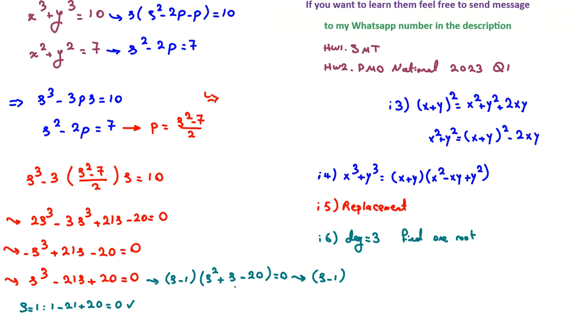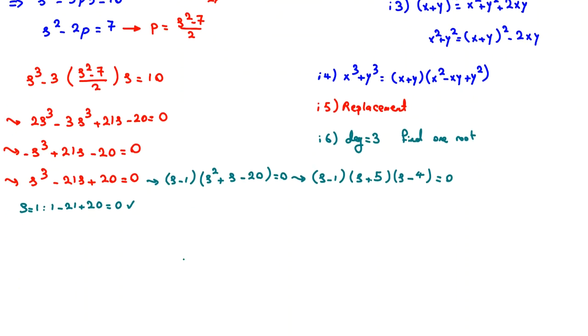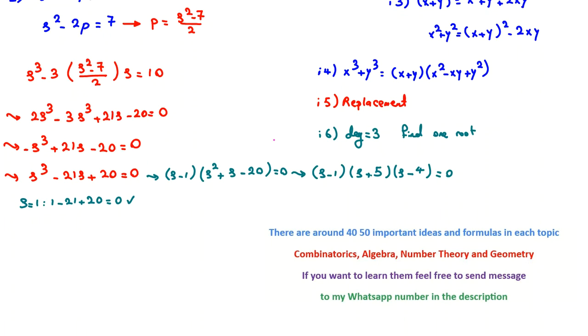You can use the quadratic formula for this, or you can factorize. If you factorize, it will be s minus 5, plus 5, minus 4. Then it will be s squared plus s minus 20. Okay, so s will be what? Okay, s can be 1 or 4 or negative 5. So let's write all possible cases. S is 1 or negative 5 or 4.